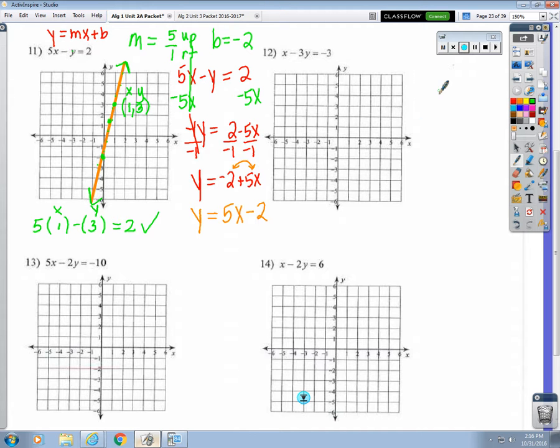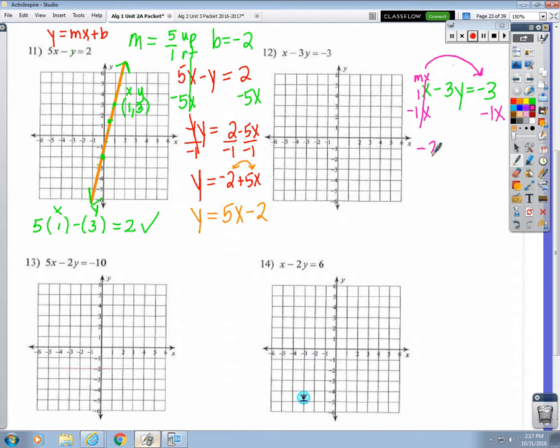All right, number 12. We need to solve it for y. So x minus 3y equals negative 3. What do we do first? Well, we're trying, okay, in this the mx, isn't that a 1x? And doesn't the mx belong over here? So how do you get it to go over there? Subtract 1x. When you subtract it on this side, it cancels, and then you subtract it over here.